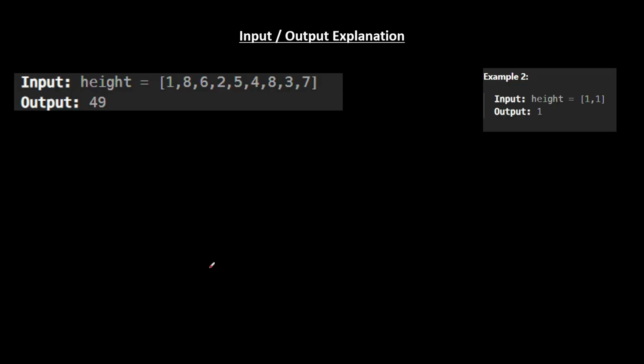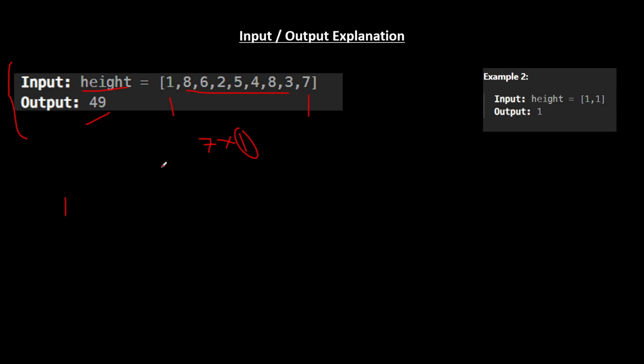Let's understand the input and output of the problem. This is what is given to us, the height array. The output is 49. How? As you can understand, you have to find the area between any two indexes. If you take index 1 and index 8, the distance between them is 7, so 7 into 1. Why 1? Because the minimum height is 1 here.